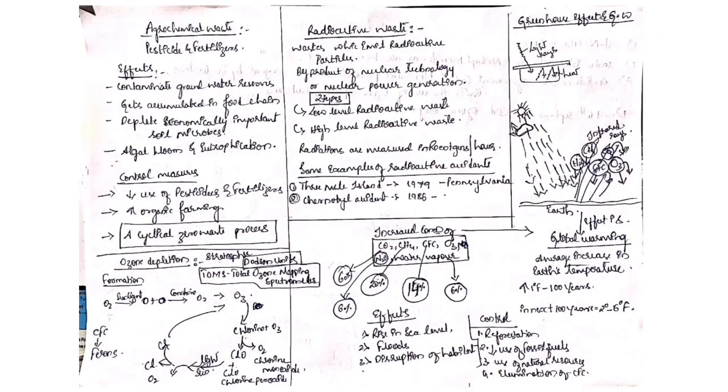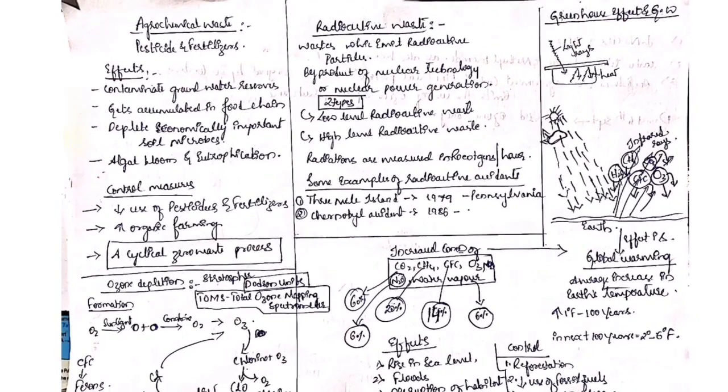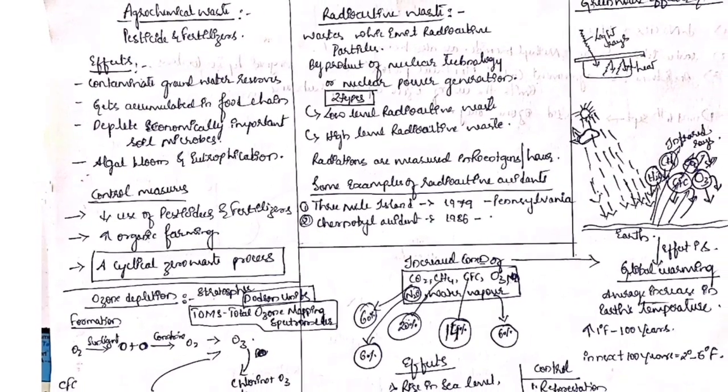First, we shall go with agrochemical waste. Agrochemical waste is nothing but the pesticides and fertilizers used in agricultural processes. So this is causing some problems. What are the effects caused by agrochemical waste? It contaminates the groundwater reserves. These chemicals enter the deep layers of the soil and finally get accumulated in the water table, and the water gets contaminated.